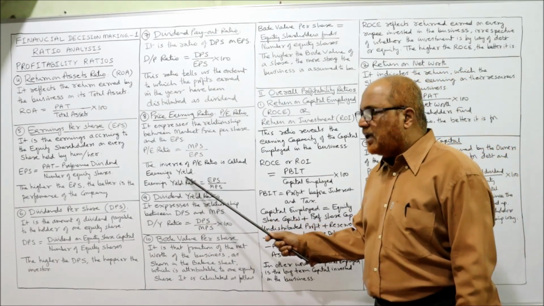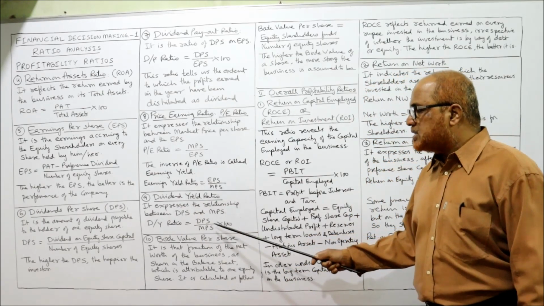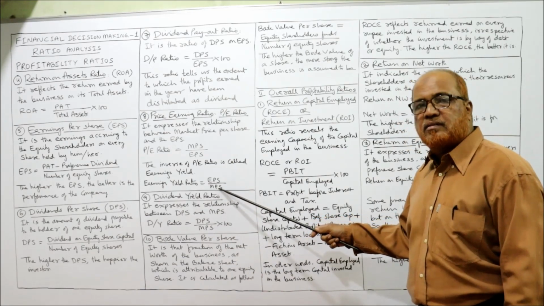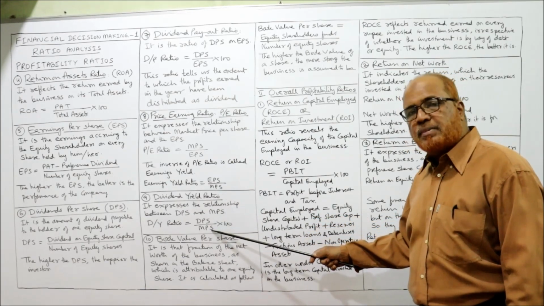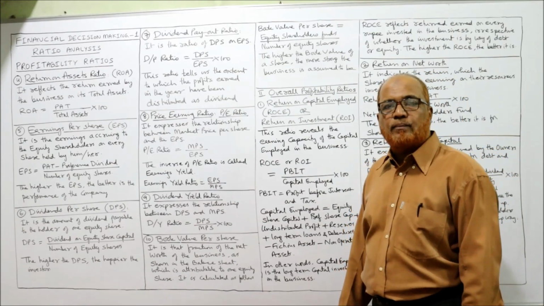The next ratio is the dividend yield ratio. Just like the earning yield ratio, now we have the dividend yield ratio. The formula is DPS by MPS. Here we took EPS by MPS. Now we are taking DPS by MPS into 100. This is called the dividend yield ratio.